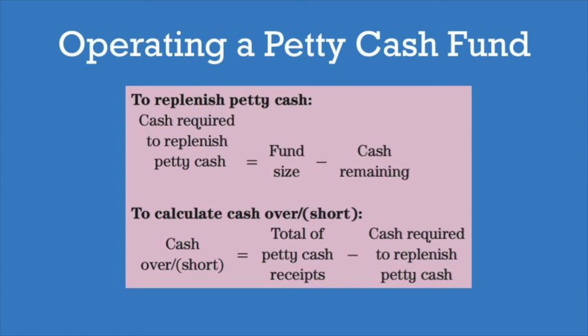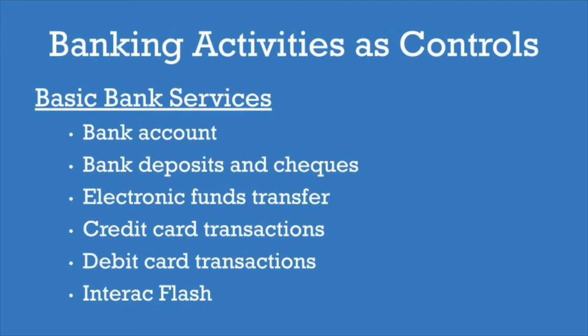Sometimes there is money missing or maybe too much money, and we can calculate cash over or cash short by simply looking at the receipts we have and the amount of money that's left in order to figure out how much we spent. In terms of banking activities and controls, banks are very important because they will manage our cash for us, and they keep a record of that cash going in and out.